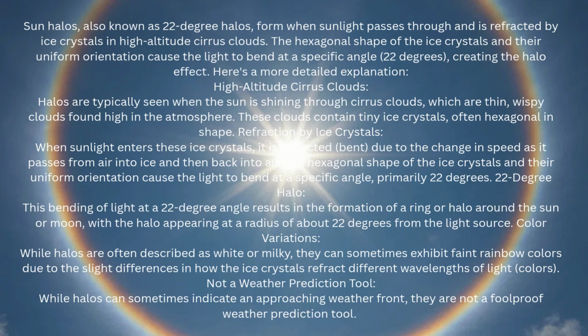Color variations. While halos are often described as white or milky, they can sometimes exhibit faint rainbow colors due to the slight differences in how the ice crystals refract different wavelengths of light.